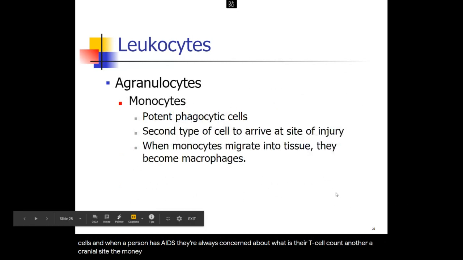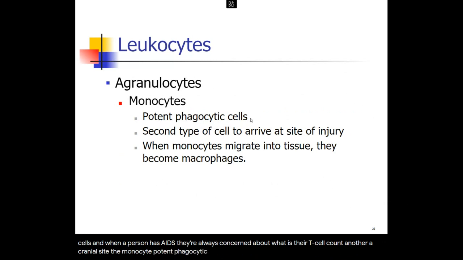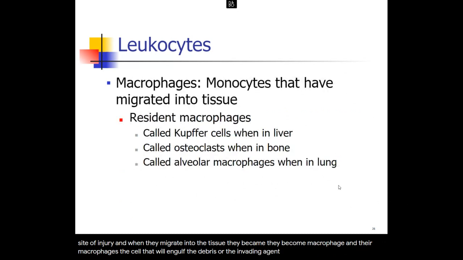Another agranulocyte, the monocyte, potent phagocytic cells, very strong. It's the second type of cell to arrive at the site of injury. And when they migrate into the tissue, they become macrophage. And their macrophage is the cell that will engulf the debris or the invading agent. There are certain tissue that have their own macrophages, and they're named based on where they are. So the macrophages in the liver are called Kupffer cells. In the bone, they're called osteoclasts. And in the lungs, they're called alveolar macrophage.